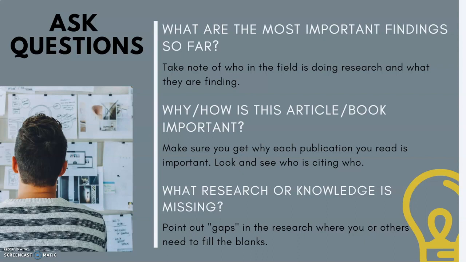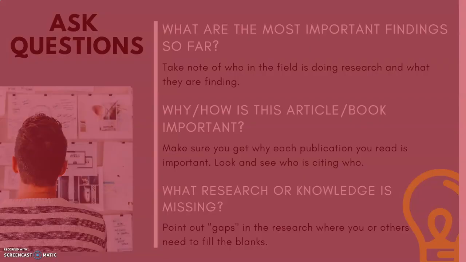Finally, what research or knowledge is missing? You want to point out the gaps in the research where you or others need to fill the blanks. This is one of the big goals of a literature review. Once you understand what the forest looks like, you can say where you need to grow new trees. It's a metaphor for once you understand what knowledge or research is out there, you can understand where researchers need to come in and do more research.